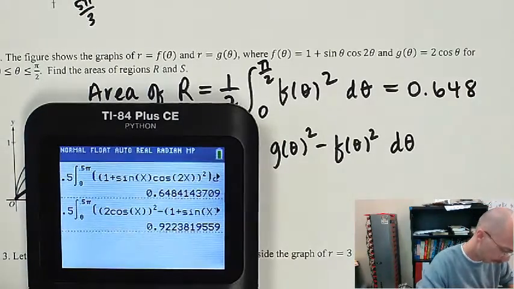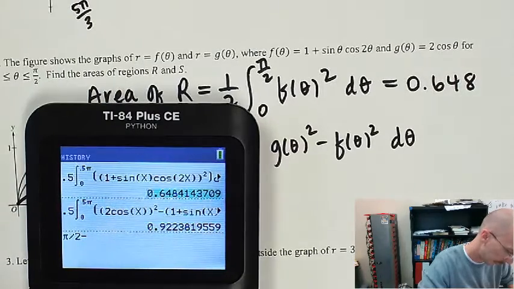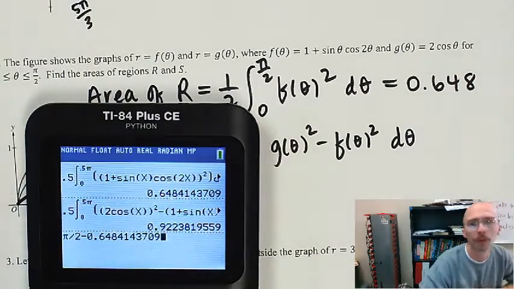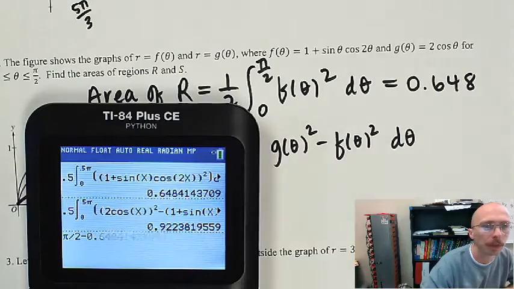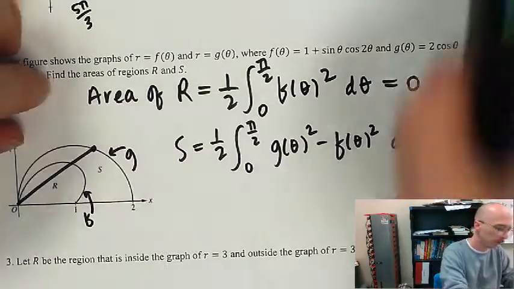But I could also do pi divided by 2 minus this number, and it will do division before the subtraction, like PEMDAS, right? And I get the same number, right? So how do you want it? So it's 0.922.